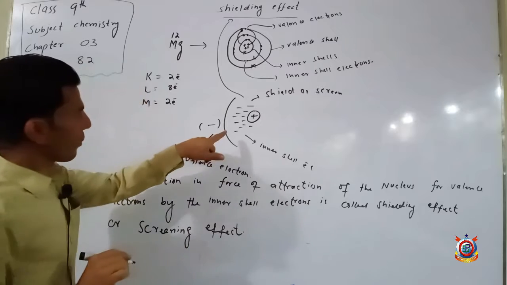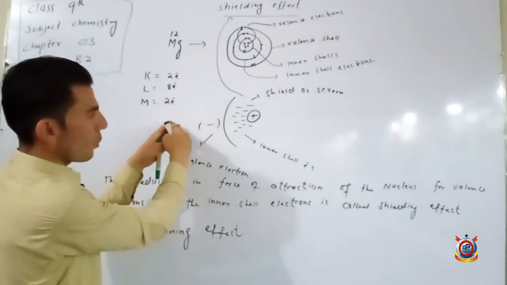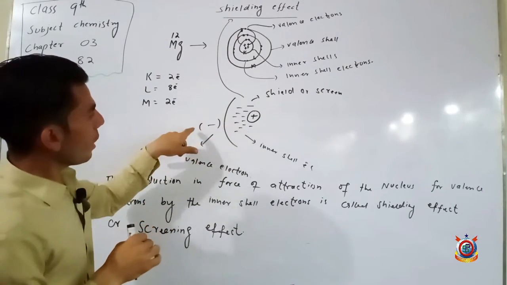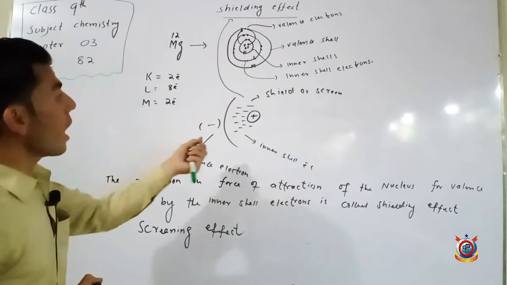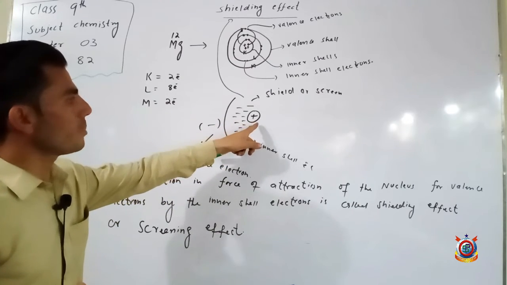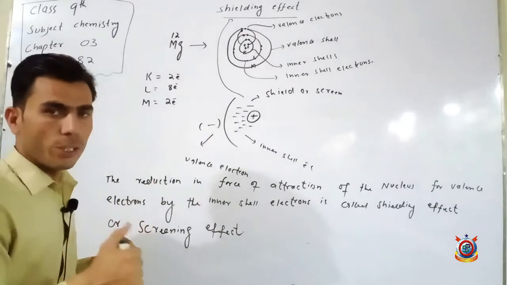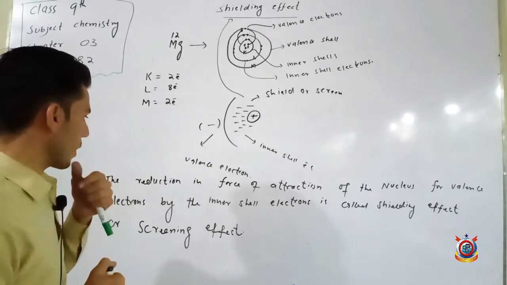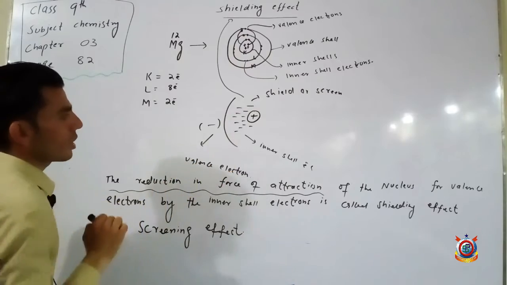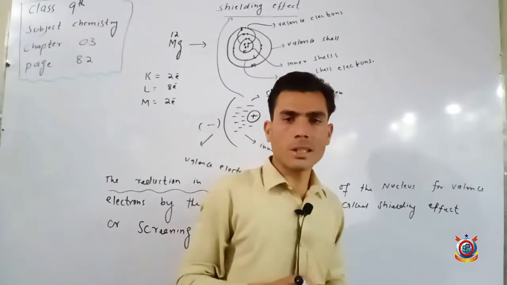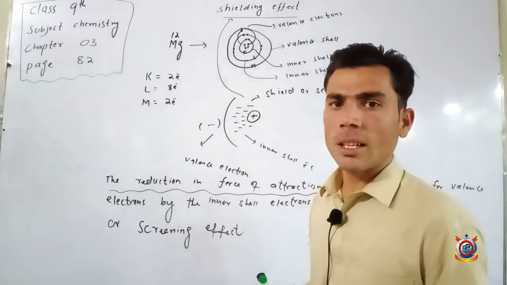These inner shell electrons make a shield between the nucleus and the valence electron, and as a result the valence electron does not feel the full effect of the positive charge of the nucleus. A reduction occurs in the force of attraction, and hence this electron is not fully attracted by the nucleus. This reduction in force of attraction for the valence electrons by the inner shell electrons is known as the shielding effect, or screening effect.